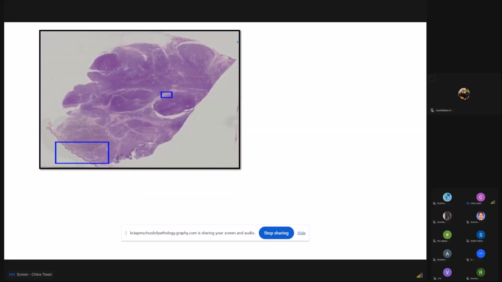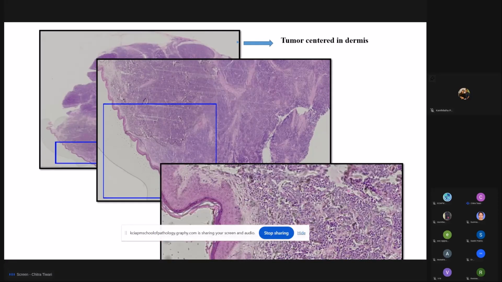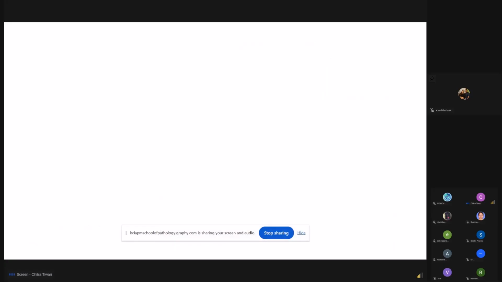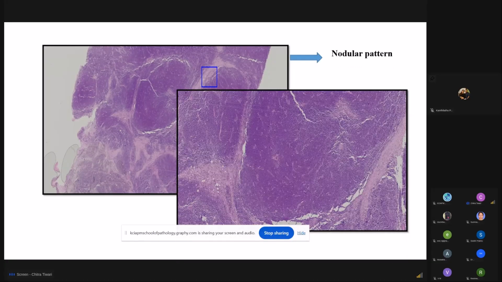The section studied from the tissue bit shows epidermis and dermis. Tumor can be seen centered in the dermis. The epidermis appears to be unremarkable. In this section, we can see the Grenz zone, which is uninvolved. The tumor area appears to be centered in the dermis with a nodular pattern and intervening fibrous septa in between.